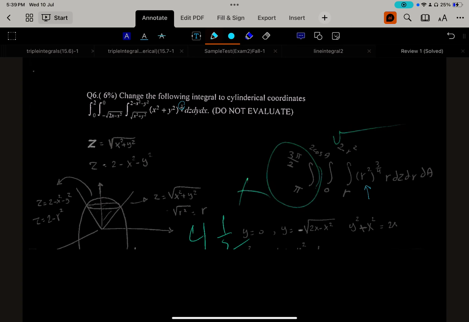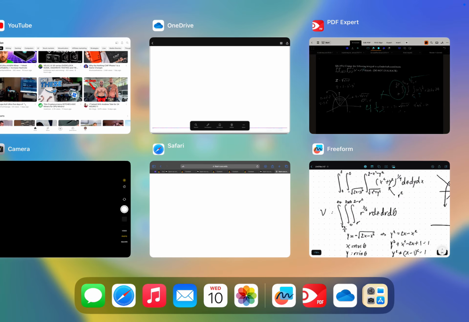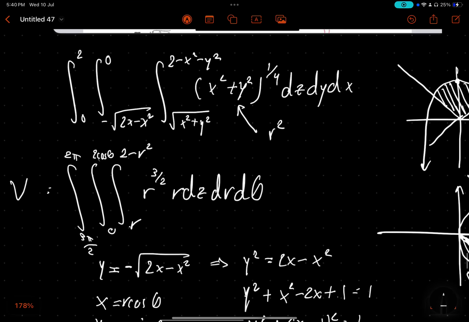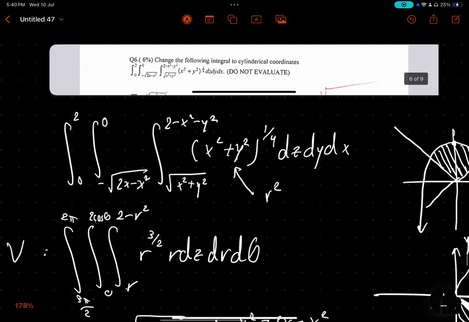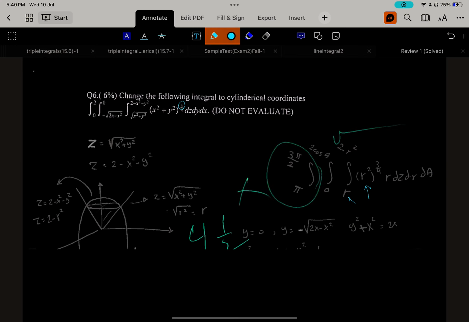Okay, and then for the r, it goes from r up to 2 minus r squared. How 2r squared? So minus 2 minus r squared. Yeah, 2 minus r squared. Okay, I think he's mistaken here. So 2 minus r squared here. And then it goes from 0 to 2 cosine theta, that's correct.